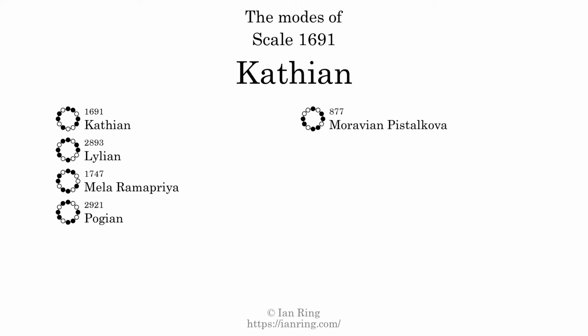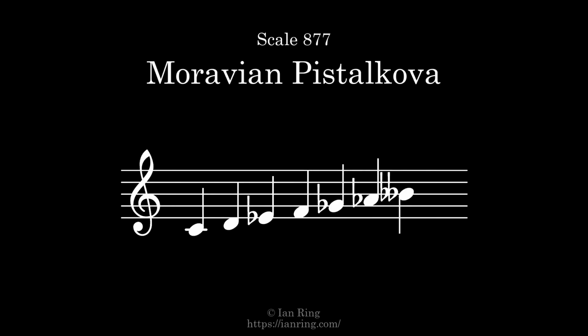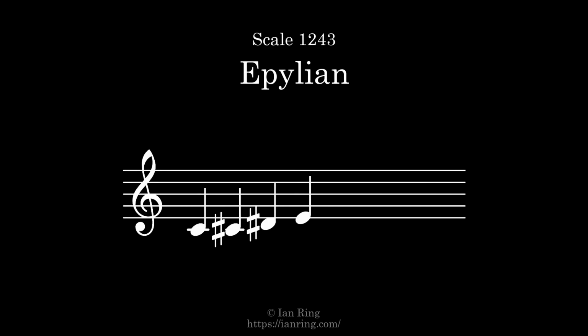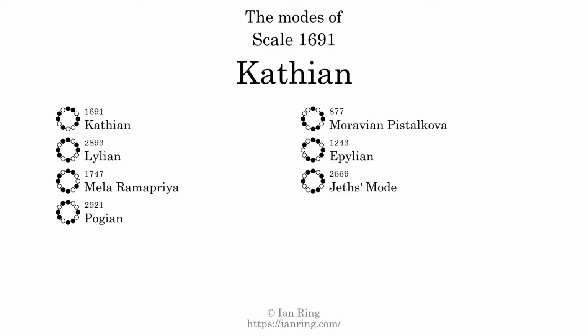The fifth mode is scale 877, also known as Moravian Pistolkova. It sounds like this. The sixth mode is scale 1243, also known as Apillion. It sounds like this. The seventh and last mode is scale 2669, also known as Jeth's mode. It sounds like this.